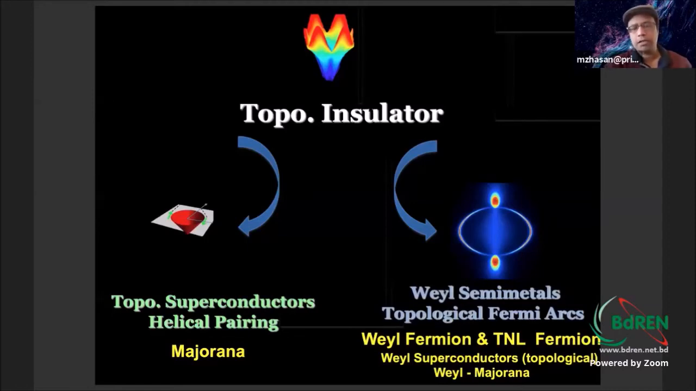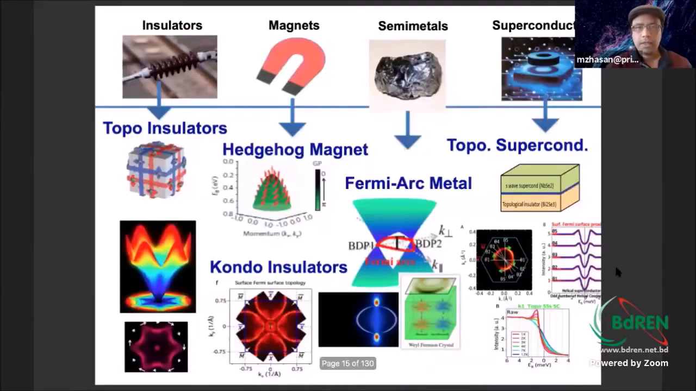So as I said, you start with a topological insulator, introducing superconductivity. You can create a Majorana half fermion, or by introducing magnetism, you can create a Weyl half fermion. Those are natural things. Those are quantum field theory objects.